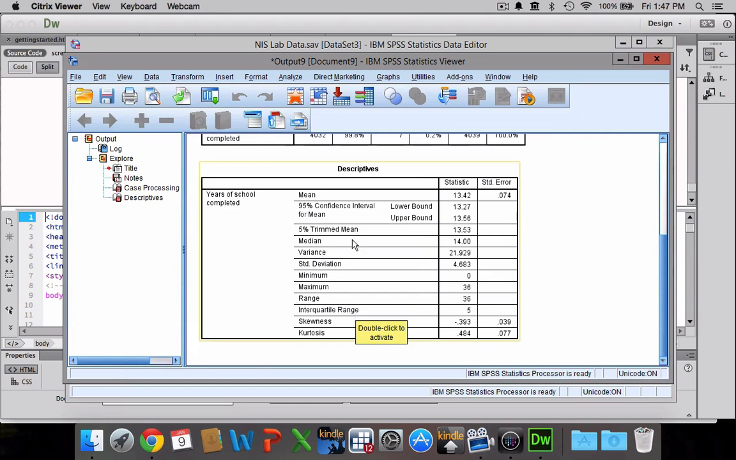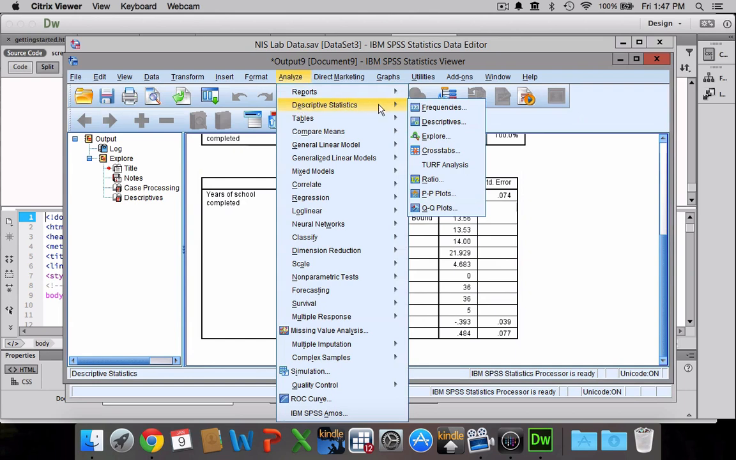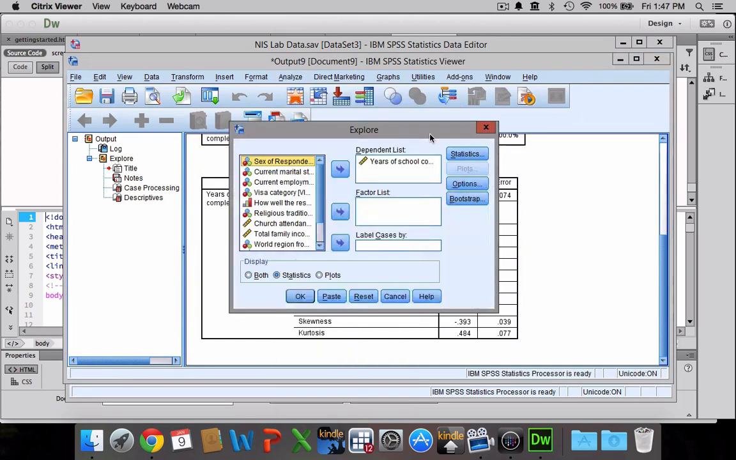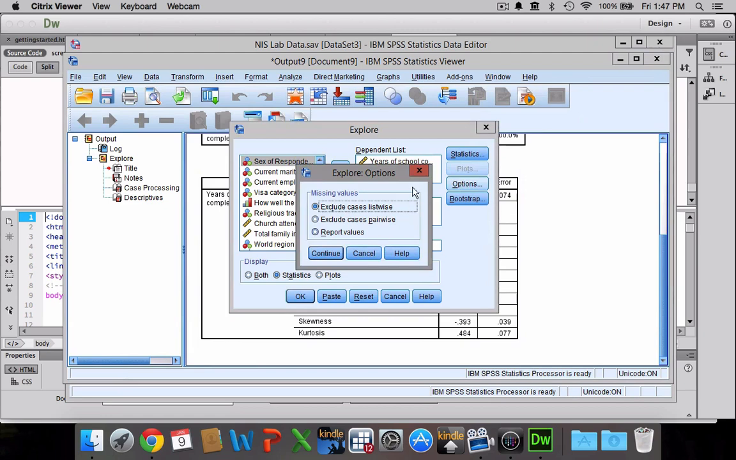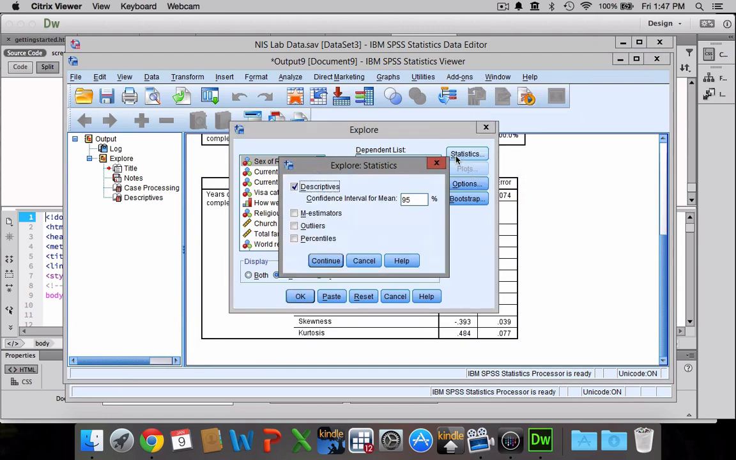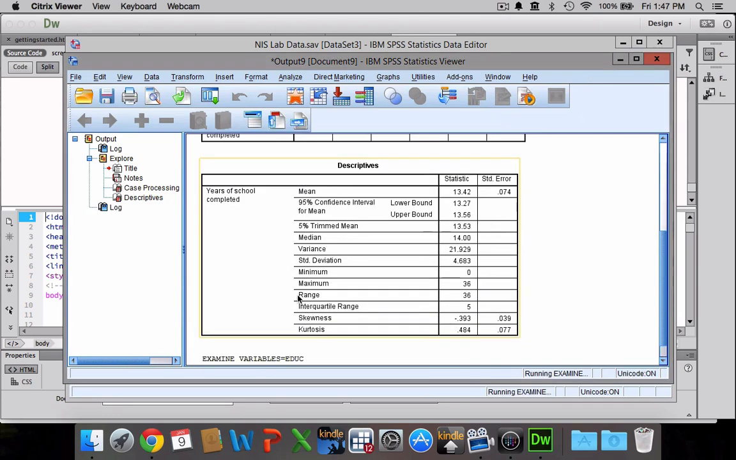Now let's have a look and see what happens if we increase our confidence level from 95% to 99%. So again, we'll go to Analyze, then Descriptive Statistics, and we will go to Explore. I'll keep that there, but now I'm going to go to Statistics, and I'm going to change this 95% to a 99%. So I'm going to raise my confidence level and then click OK.